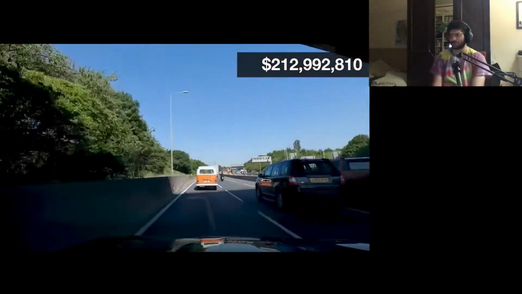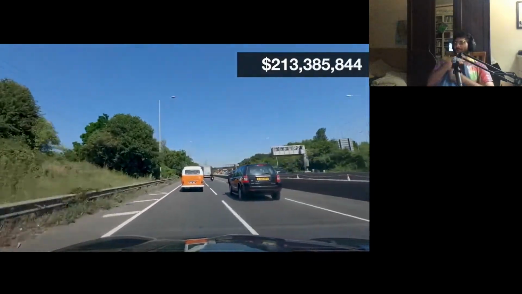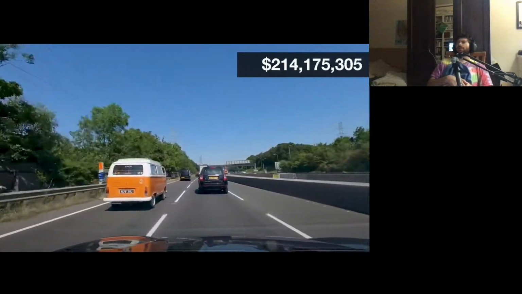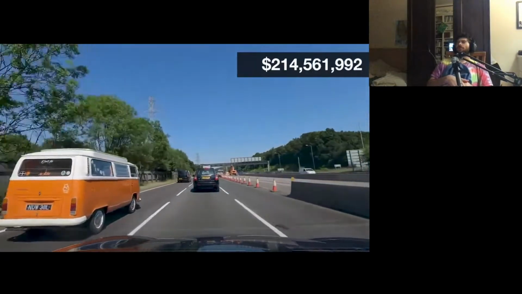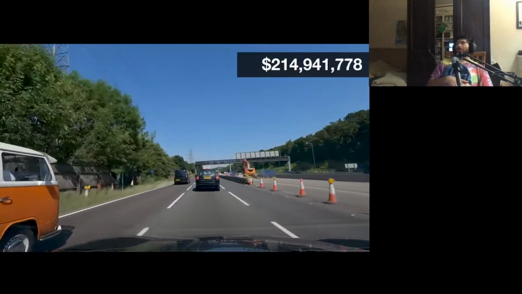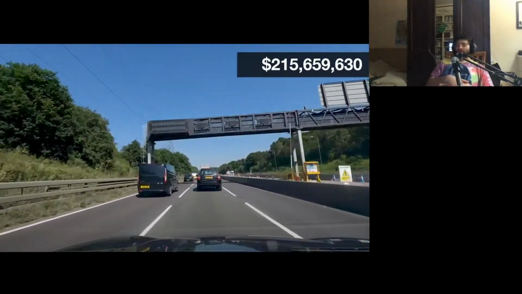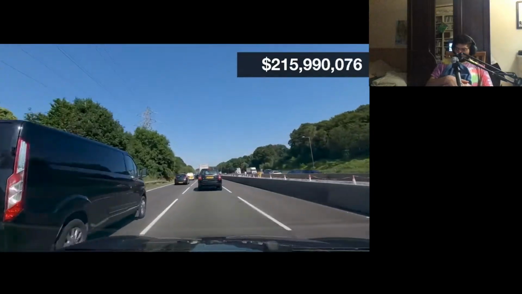I'm trying to calculate how many million dollars are in a mile. Okay, so, or in a kilometer, rather, no, just in a mile. Based on just my estimates, which might be wrong.